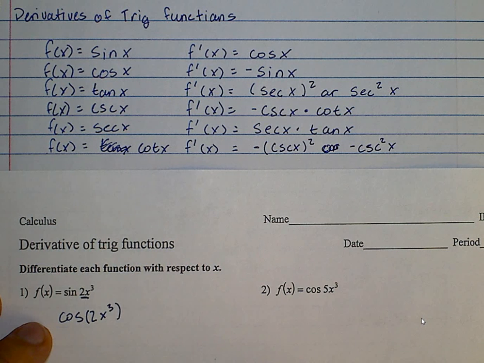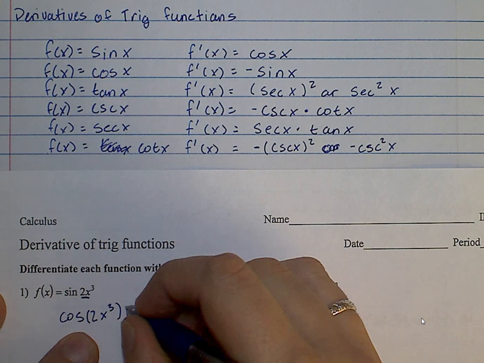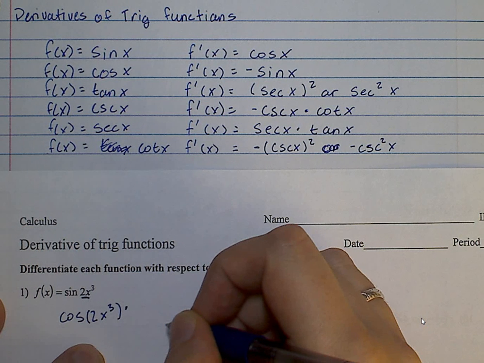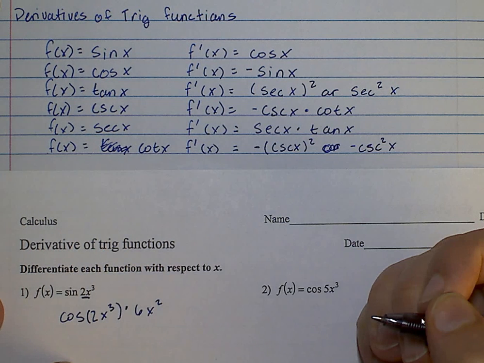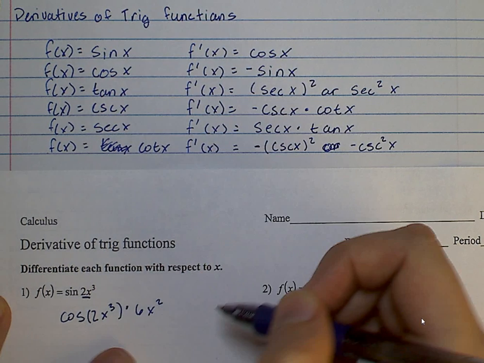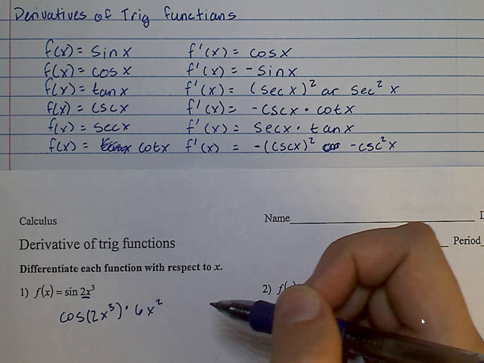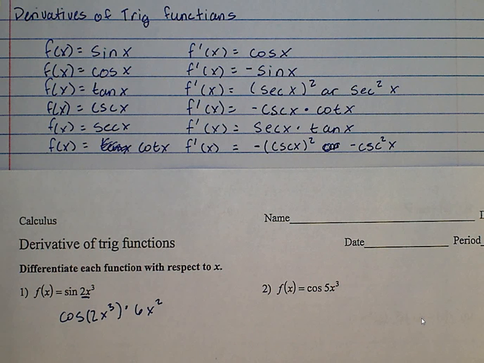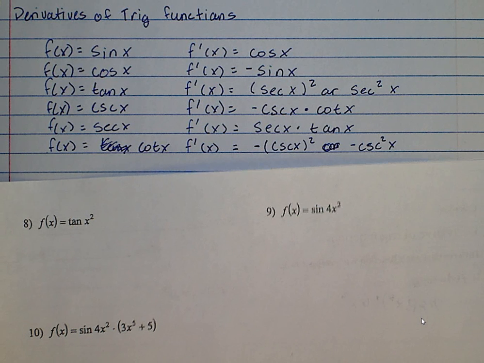Now the chain rule says that you do the derivative, leave what's inside alone, and then multiply it by the derivative of what's inside. So 6x squared. So I'm going to multiply it by 6x squared. I did the derivative, I left the inside alone, and then I multiplied it by the derivative of what's inside. That's it. That's our good old friend, the chain rule. Now, question number 2, question number 6, question number 8, question number 9 are just like that. So all of those use the chain rule.